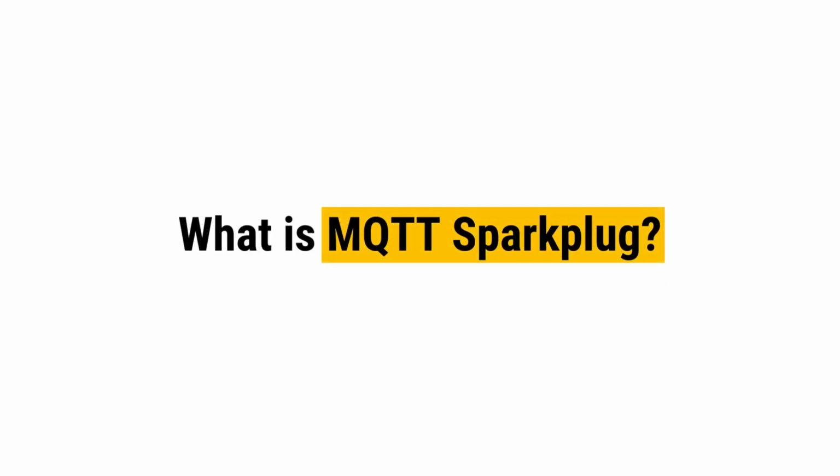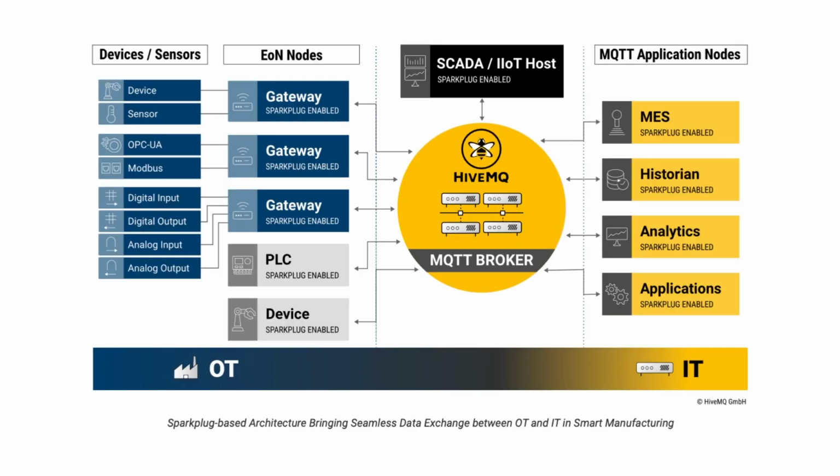Let us have a look at MQTT Sparkplug. MQTT Sparkplug is a specification that defines how to use MQTT to transport data in real time from industrial IoT devices and sensors to an MQTT broker. As per the requirements of a smart manufacturing data infrastructure, it allows for the seamless and reliable transmission of data from large numbers of devices and sensors, which is essential for enabling real-time monitoring and control of manufacturing processes.